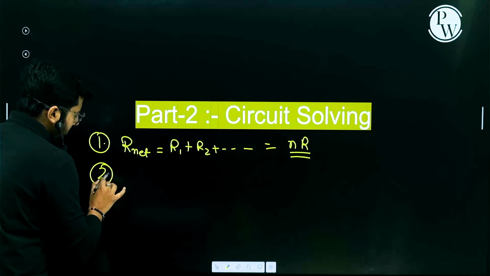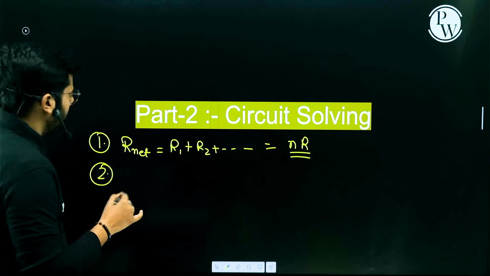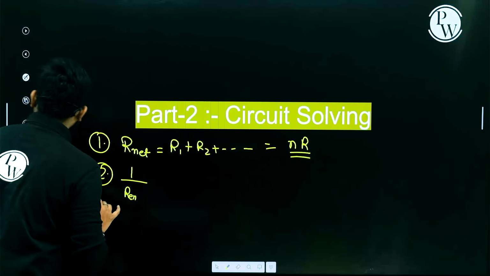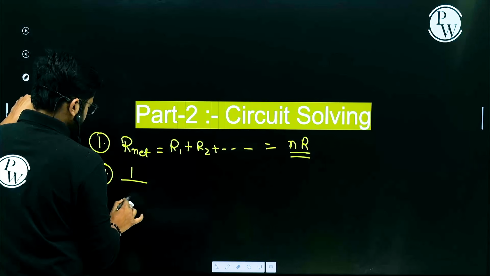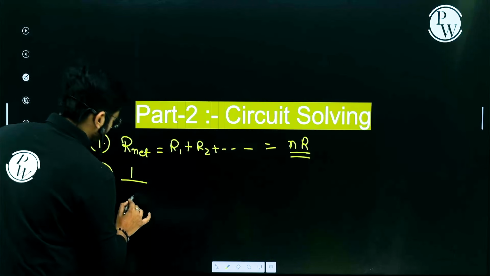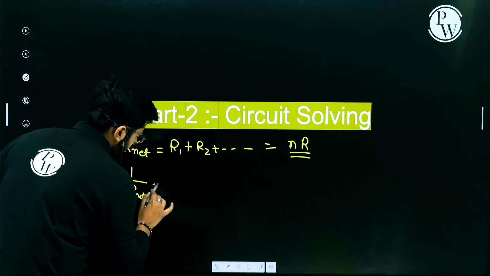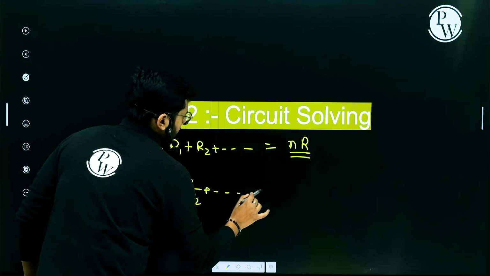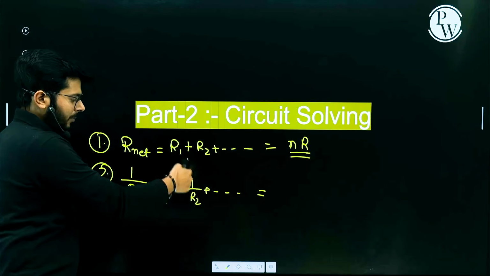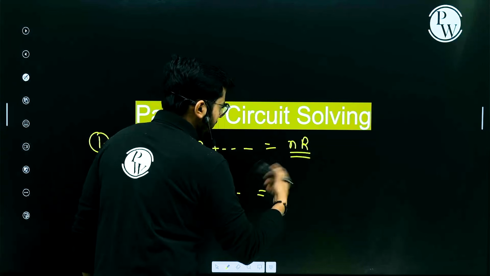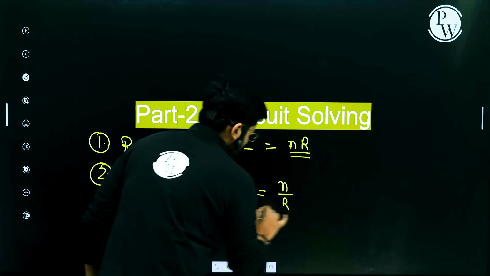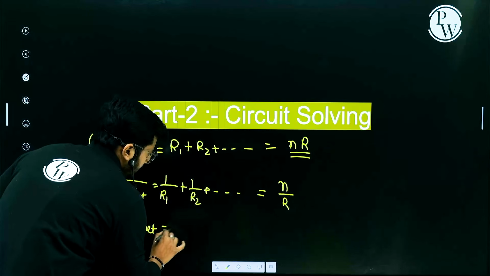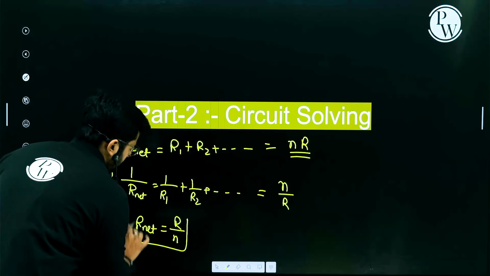And if resistances are in parallel, then what will happen? 1 upon R net is going to be 1 upon R1 plus 1 upon R2 plus 1 upon R3 and so on. If all resistances are the same, 1 upon R plus 1 upon R plus 1 upon R plus 1 upon R, it will become n upon R. So the net resistance will be just inverted, R by n. This is something you can keep in mind.